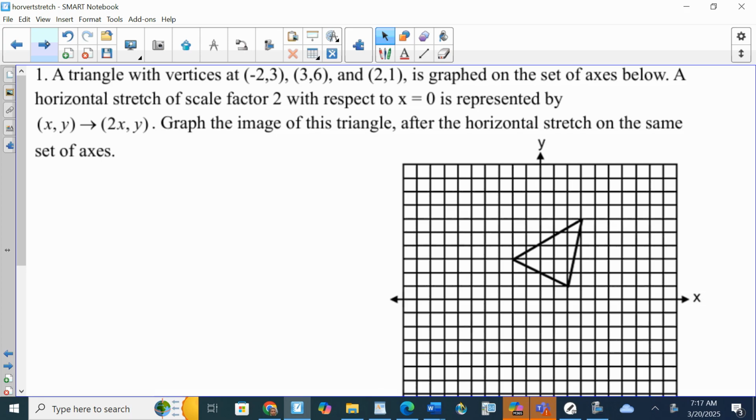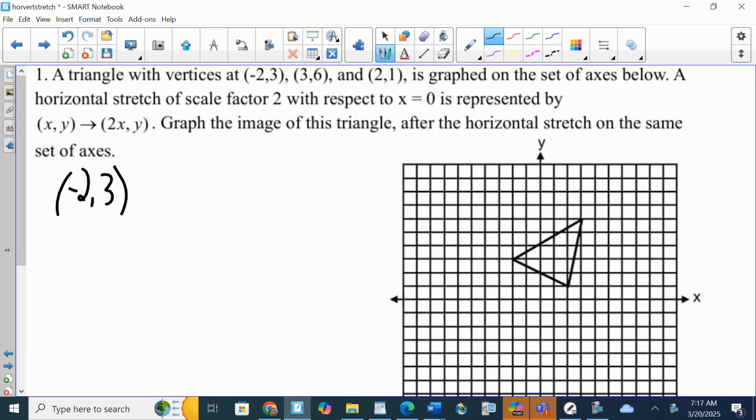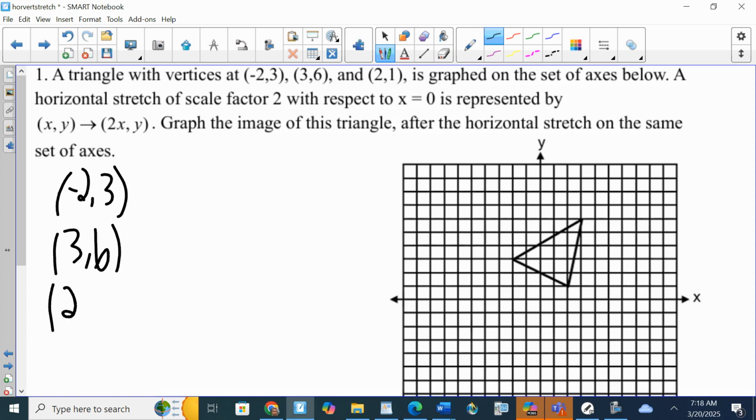A triangle with vertices negative 2, 3, 3, 6, and 2, 1 is graphed. A horizontal stretch of scale factor 2 with respect to x equals 0. None of this really matters, honestly. All that matters is this. It's telling us to multiply x by 2 and don't do anything to y.